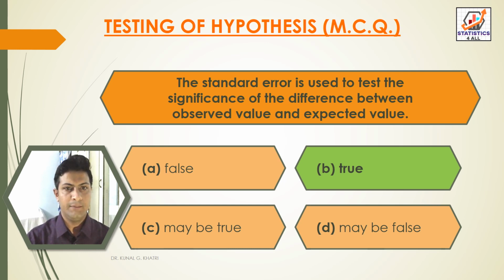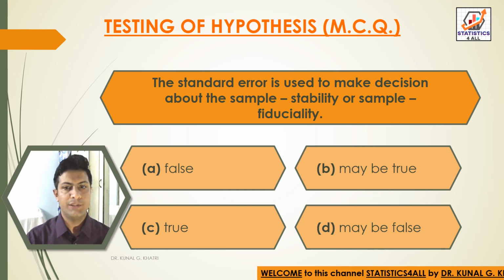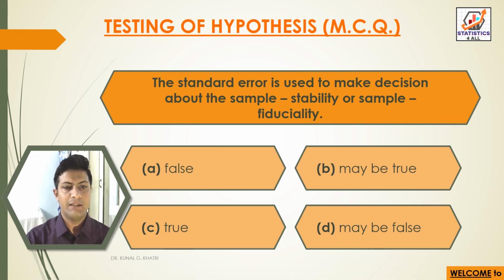Next question. The standard error is used to make decision about the sample stability or sample fidelity. Option A false, option B may be true, option C true, option D may be false. So here we have answer option C true. The standard error is used to make decision about the sample stability or sample fidelity.